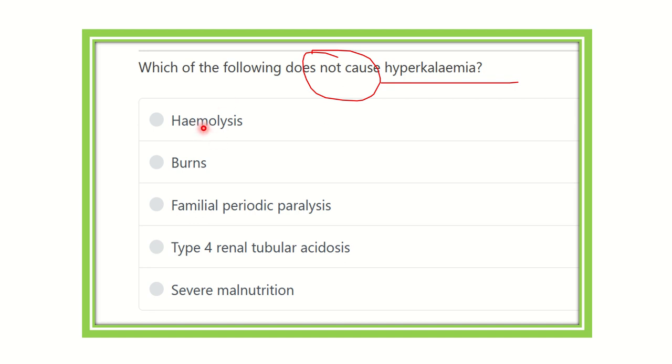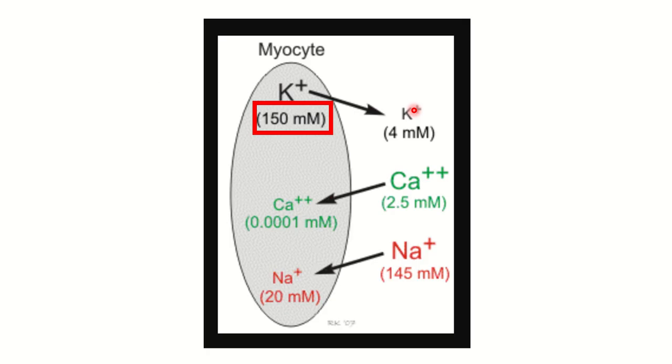Here the options are hemolysis, burn, familial periodic paralysis, type 4 renal tubular acidosis, and severe malnutrition. So we have to find out the one option which does not cause hyperkalemia. That means which may cause hypokalemia.